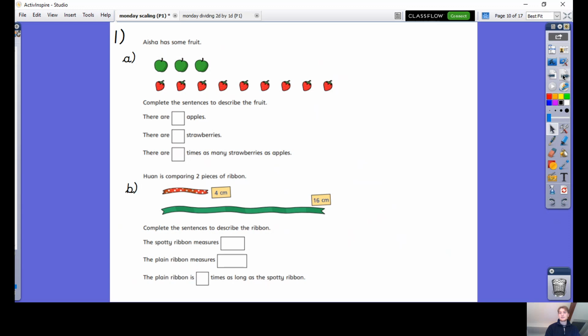Brilliant. So I'm going to flip through these questions now. The answers are at the end like normal, and have a go at answering these.